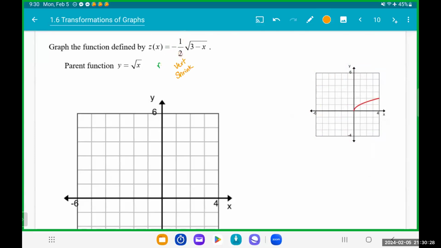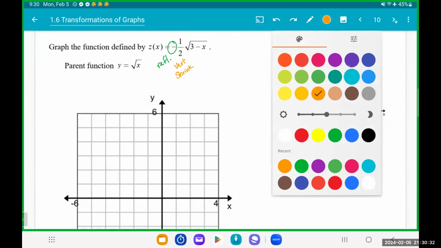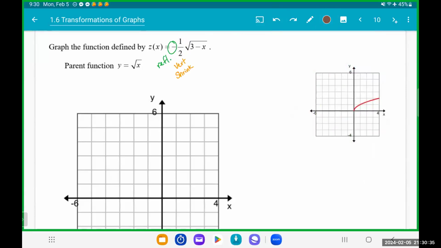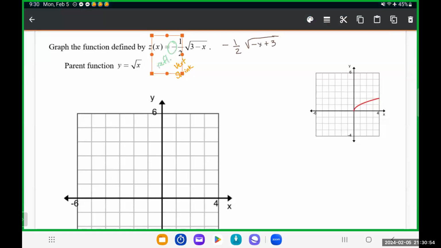Actually, I'm gonna keep those, but I want to rewrite this problem first. See how we don't have the x first? So I want to rewrite this as negative 1/2 square root of negative x plus 3. Okay, so this one's a little bit wonky. It's a little crazy. Let's take that back over here.